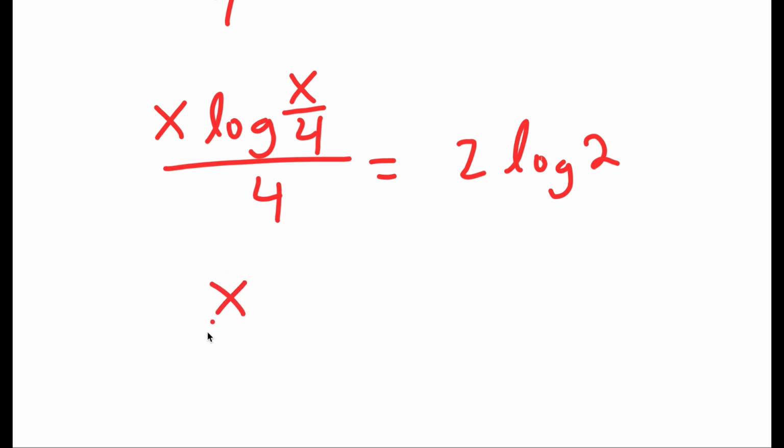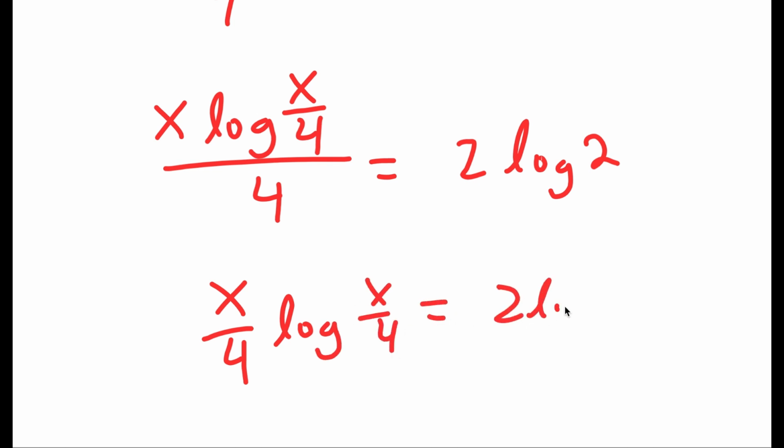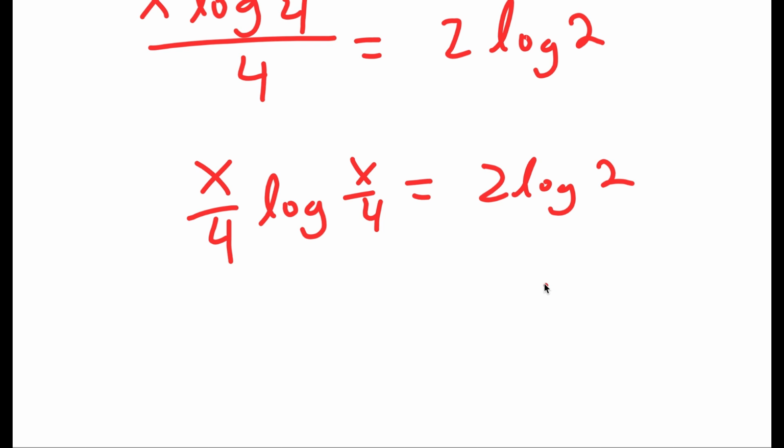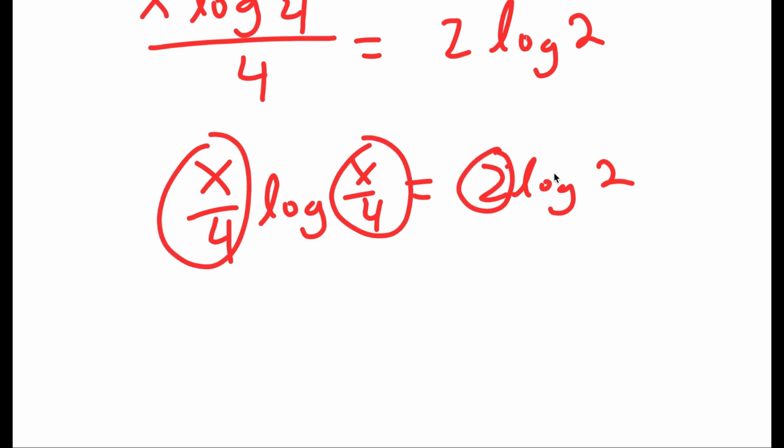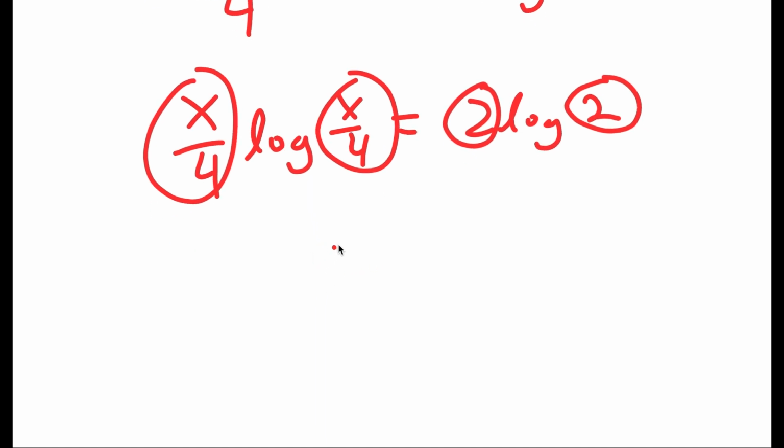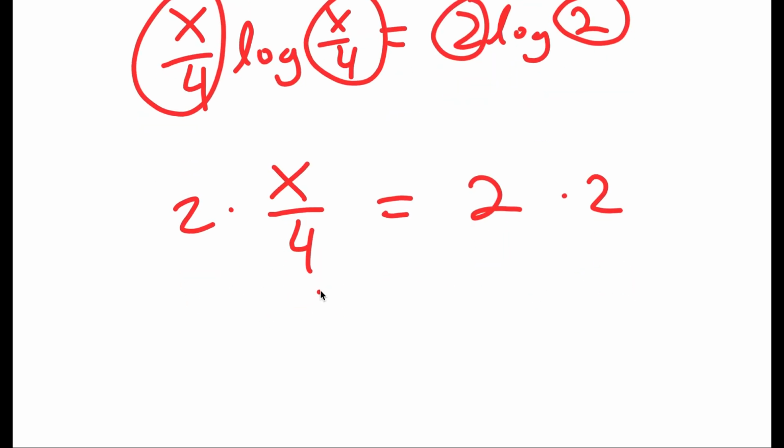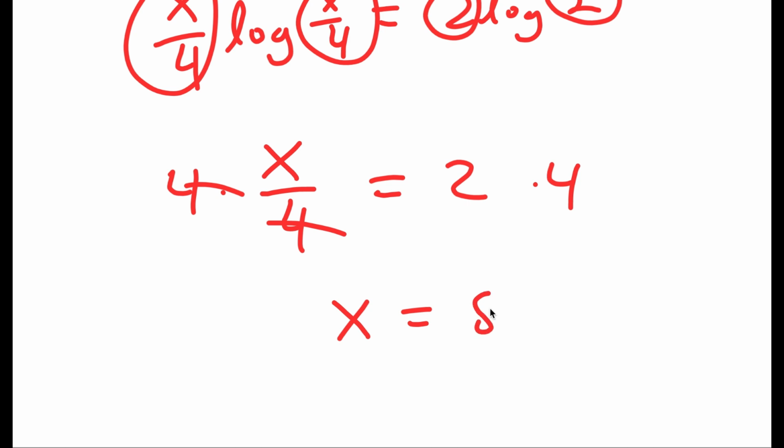Now, this is the same thing as x over 4 times log of x over 4 is equal to 2 times log of 2. And notice how these two numbers are the same and these two numbers are the same. So we can basically make x over 4 and 2 equal to each other. Meaning we have x over 4 is equal to 2. And now I'm going to multiply both sides by 4. So I get x is equal to 8.